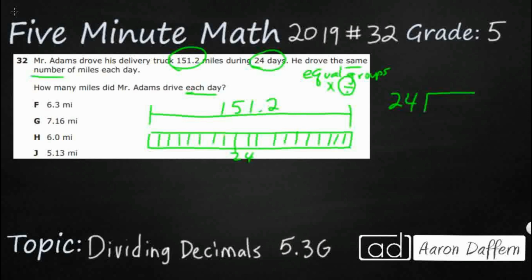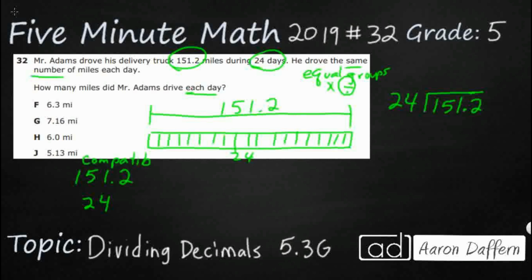So we can set it up like this, but you know what? We can go ahead and estimate and probably come up with the correct answer even before we do any actual division. Let's take a look at 151.2, and let's take a look at 24. Now, when I say estimate, most of us think of rounding. We could round if we want to, but let's never forget compatible numbers.